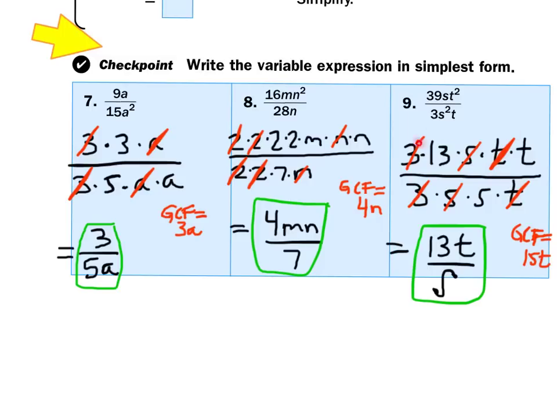And so that left me with 13t in the numerator and just s in the denominator. So 13t over s is my simplified expression. And then remember, my greatest common factor that I struck out was 3st.